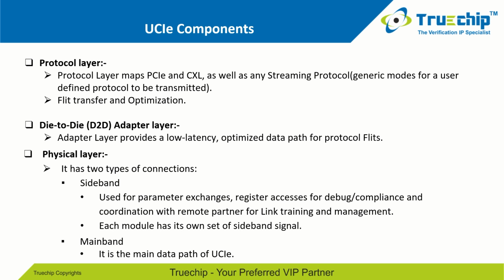the physical layer has two types of connections. The first one is sideband, that is used for parameter exchanges, register accesses for debug compliance, and coordination with the remote partner for link training and management. And each module has its own set of sideband signals. And the second connection is main band, which is the main data path of UCIe.